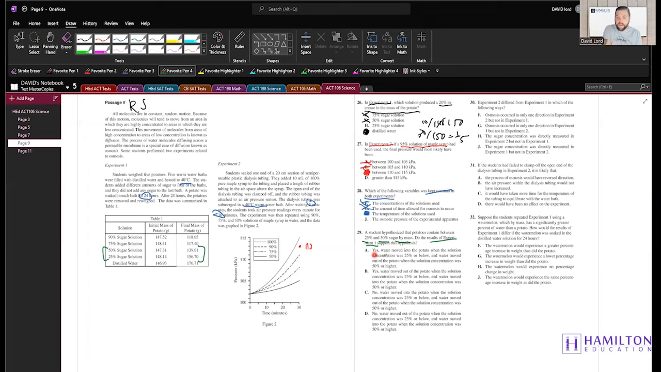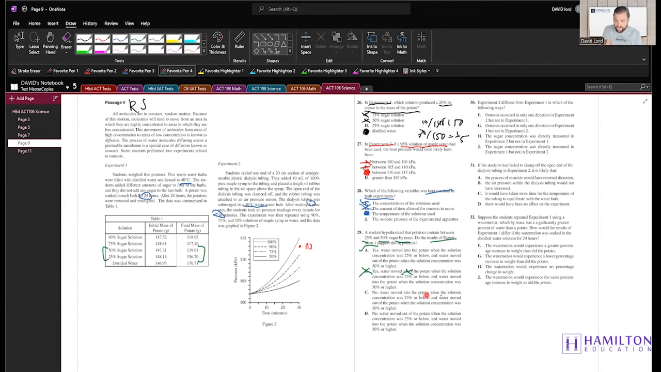So it does seem likely that the potatoes will have a mass between 25 and 50, but let's check our answers. Yes, water moved into the potatoes when the solution was 25% or below. Yeah, it gained mass. Water moved out when it was 50% or higher. Okay, so that seems pretty promising. Water moved out of potatoes when the solution was 25% or below. No, that's not true. Water went into, not out of. So we can cross off B.